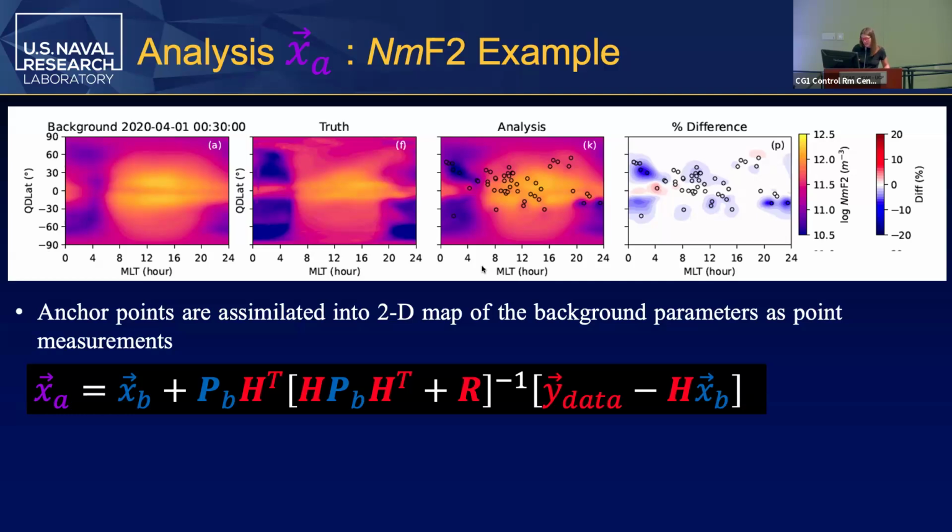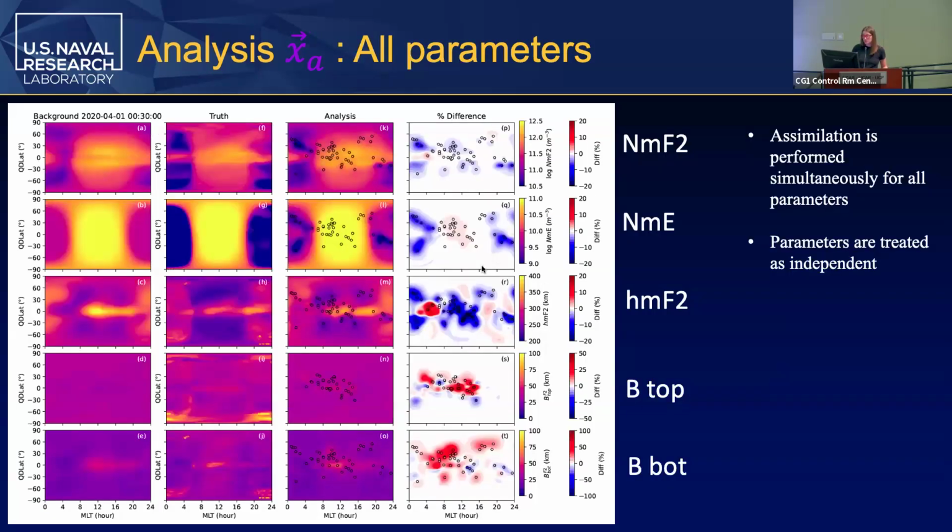So we use the Kalman filter equation, and we do it only in this two-dimensional coordinate frame. So for each parameter, we use those maps. Okay, and we do it simultaneously for all 5 parameters. So all of the parameters that describe the electron density profile are being corrected.